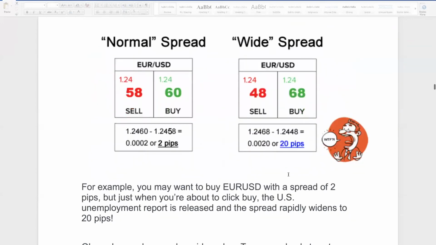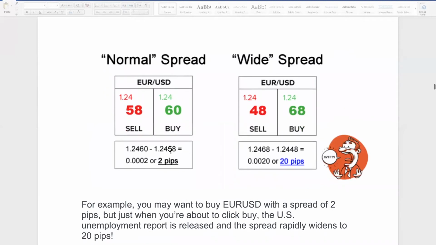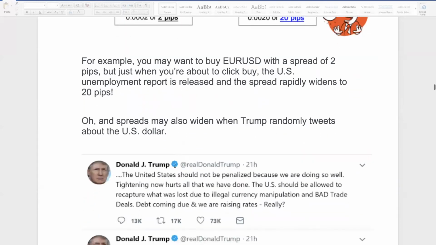So, okay, normal spread, wide spread. Remember we said bid and ask. If you subtract 58 from 60, you get 2 pips. So your spread will be 2 pips. If they change the spread from 60 to 68, and you subtract 48 from 68, you get 20 pips. So the example here is just telling you that variable spreads can change at any given time, from 2 to 20, or even from 20 to 5.